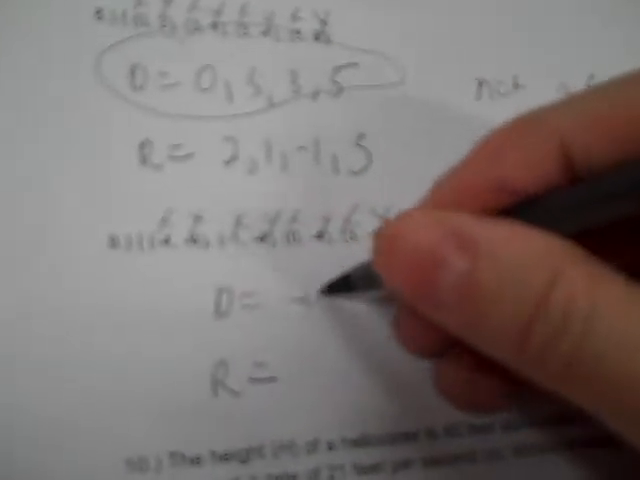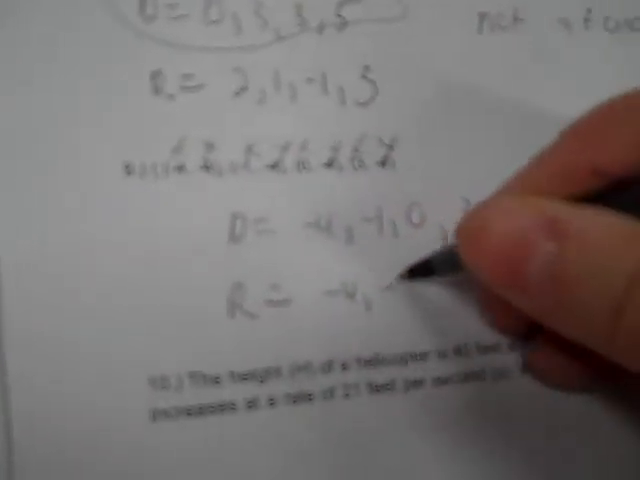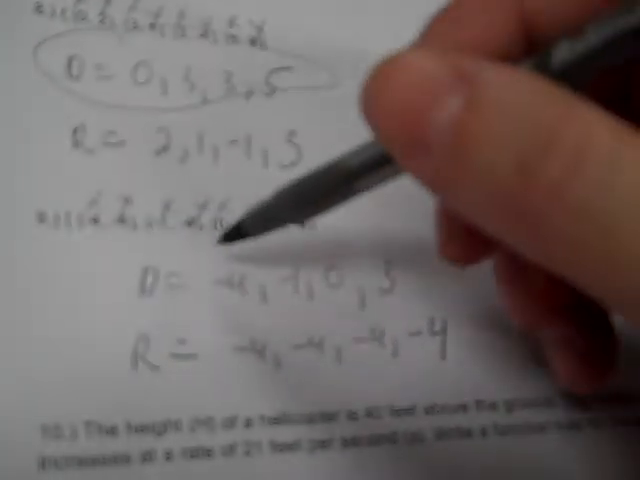Domain, you got -4, -1, 0, and 3. Range, you got -4, -4, -4, -4. Now, I'm going to get some suckers on this one. Again, I've said it multiple times. You just pay attention to the domain. I know the range has numbers that repeat themselves, but the domain does not. So therefore, that makes it a function. So don't take the bait on the range.